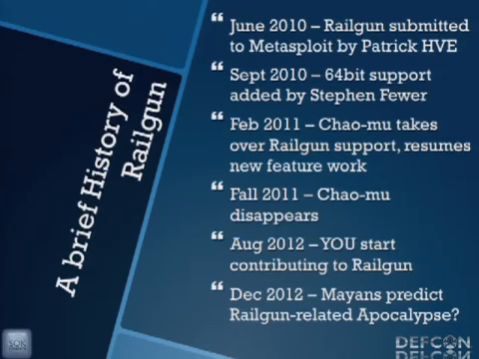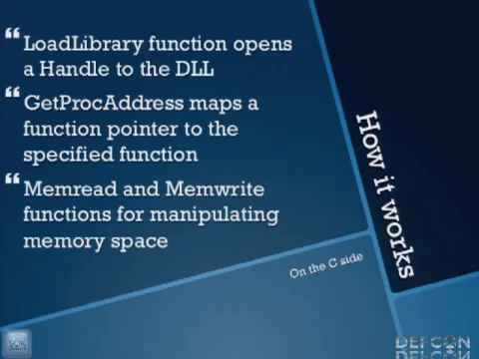So how it works on the C side is that it uses a Windows API function called LoadLibrary and another one called GetProcAddress. LoadLibrary just takes a path to a DLL and maps that into memory if it's not already there and returns a handle to it. From there, GetProcAddress takes that handle and a function name and returns you a function pointer that you can then use to basically alias any function out of that module.